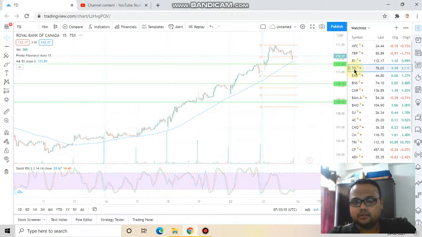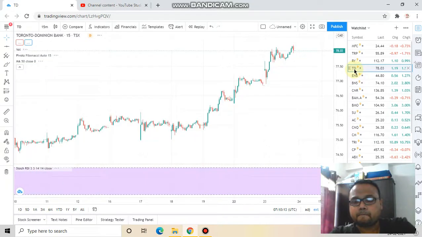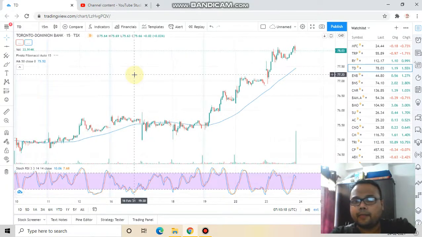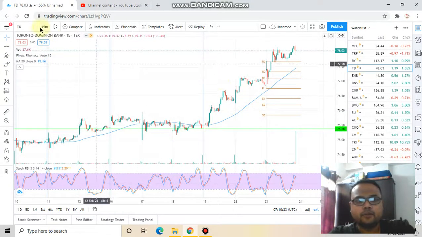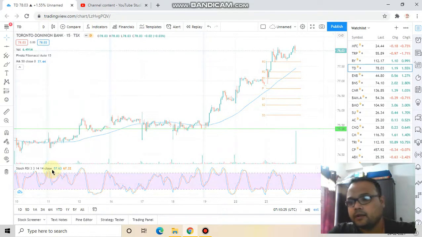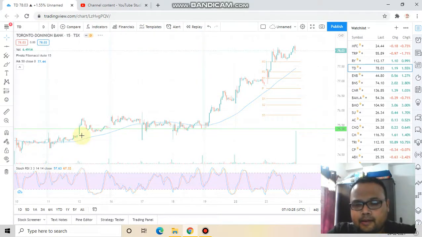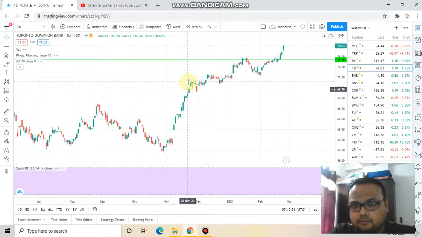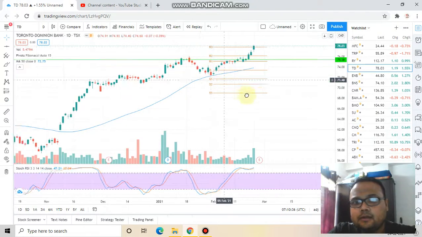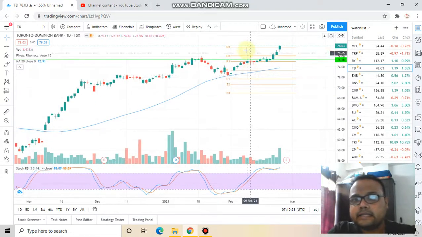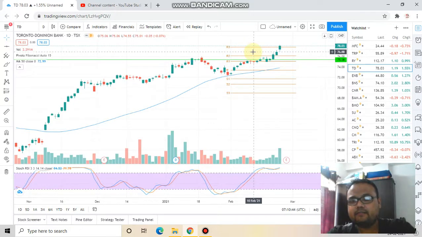So what are the stocks that you need to trade today? You can see that Toronto Dominion Bank, TD, is in a beautiful uptrend. Okay, so where shall you buy? Let me switch to the 1 day time frame. I'm using the 1 day time frame because these support and resistance levels are very important, and in the 15 minutes time frame there are not many important levels available right now.